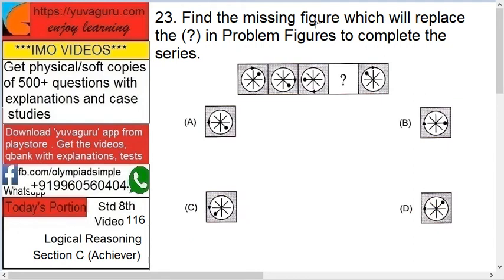Next, find the missing figure which will replace the question mark in the problem figures and complete the series. We have to find the question mark. Look at the black dot. It moves two positions clockwise, 1, 2. Then 1, 2 and 3. First it moved 2, then it moved 3. So next it will move 4: 1, 2, 3 and 4. It will be over here.